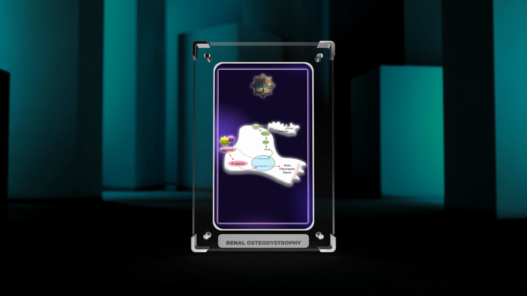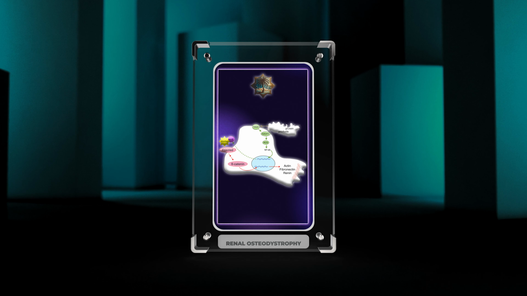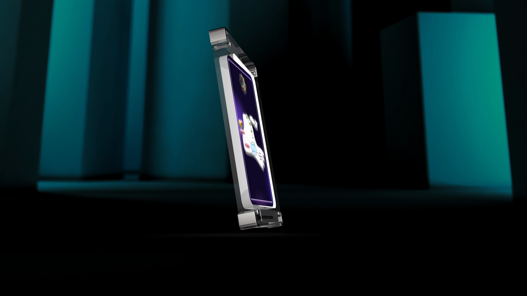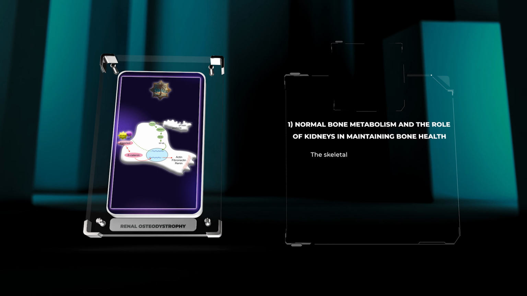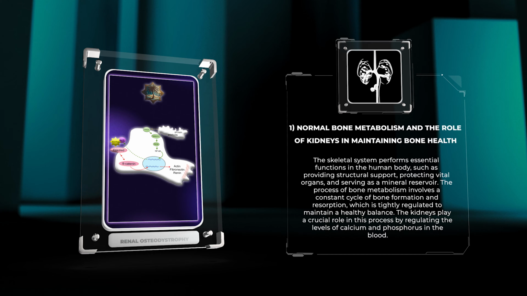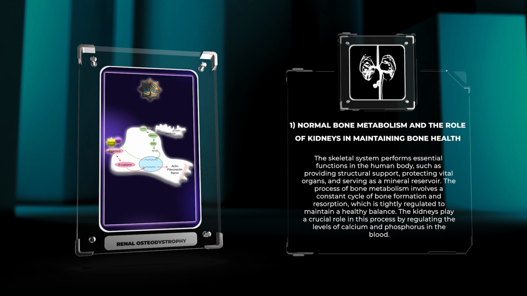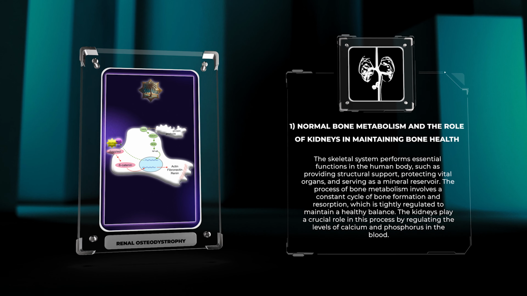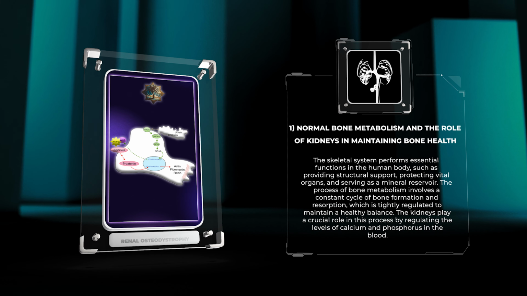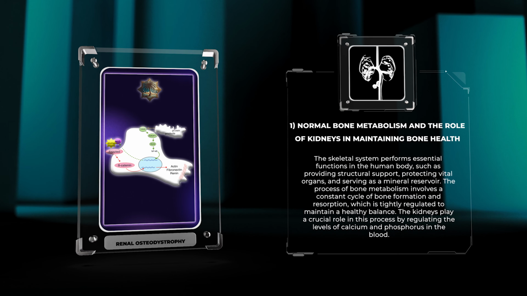Let us begin our discussion by understanding the normal bone metabolism and the role of kidneys in maintaining bone health. The skeletal system performs essential functions in the human body, such as providing structural support, protecting vital organs, and serving as a mineral reservoir. The process of bone metabolism involves a constant cycle of bone formation and resorption, which is tightly regulated to maintain a healthy balance. The kidneys play a crucial role in this process by regulating the levels of calcium and phosphorus in the blood.